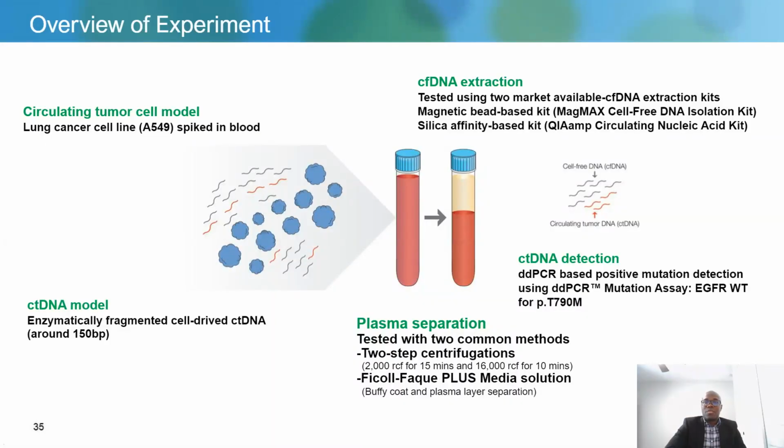So reiterating an overview of our workflow, lung cancer cell lines, the A549, and enzymatically fragmented cell-derived ctDNA from a company was spiked in blood to model CTC and ctDNA respectively. Plasma separation was tested using two common methods highlighted above. Cell-free DNA extraction was tested using two readily available cell-free DNA extraction kits, the magnetic bead-based kit and the silica affinity-based kit.